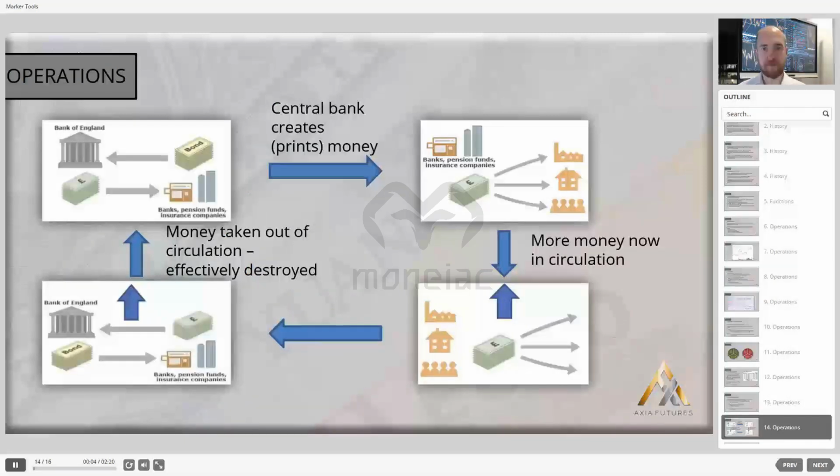Next up, a little diagram of how exactly it works. So we've got, in this diagram it says the Bank of England, but this can be any bank. What happens is the Bank of England prints money, buys bonds from companies and pension funds, banks, etc. So Bank of England's balance sheet increases. They now have more assets on their balance sheet, those government bonds. The banks now have more money.